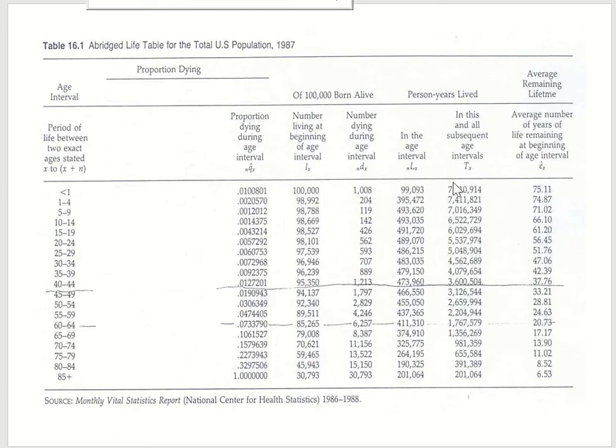What this number means is that these 100,000 babies that were hypothetically born, cumulatively they lived for 7.5 million years. And therefore, if you take the 7.5 million years and divide that by the number of babies, you get 75 years. And that would be your expected life at birth in the US in 1987. Okay, so I hope this helps. Again, if you need more detail, you can see the video that I made specifically for the calculation of life expectancy.